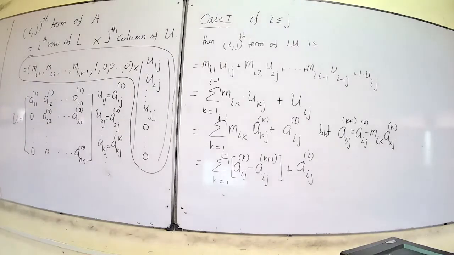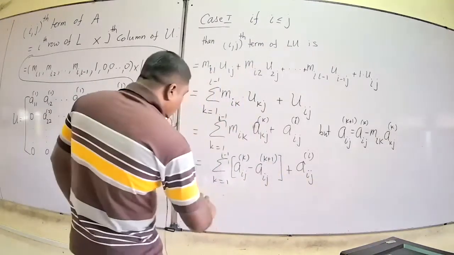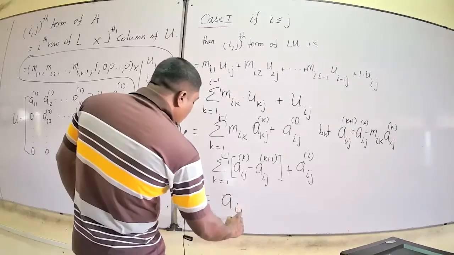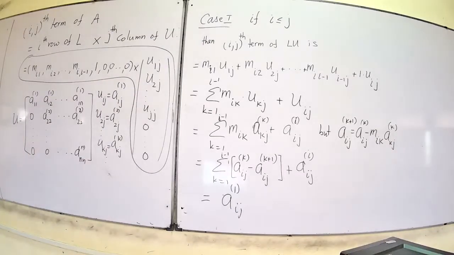Recursive formula, right? So when you write it down and cancel the terms, if you do all the things, what you have at the end is Aij1. Because Aij1 minus Aij2 plus Aij2 minus Aij3, all the way up to Aij(i-1) minus Aij(i), and there is another Aij(i). So all of them cancel out except the first term, so that is Aij1.